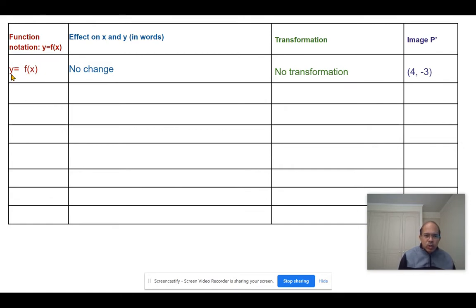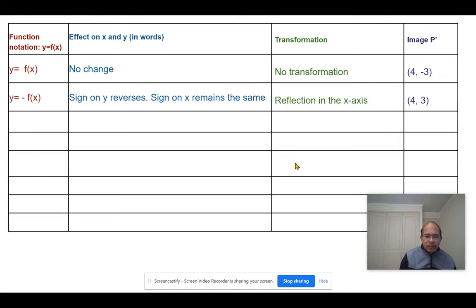Let's start with the original function y equals f of x. There is no effect on y or x, and there is no transformation, so the image is the same, 4, minus 3. However, if you change the sign on f of x, it simply means the sign on y reverses, but the sign on x remains the same.